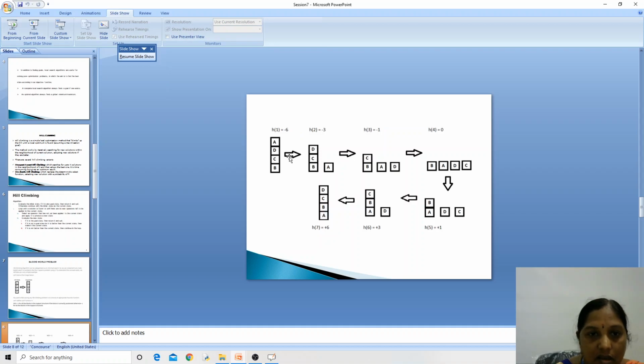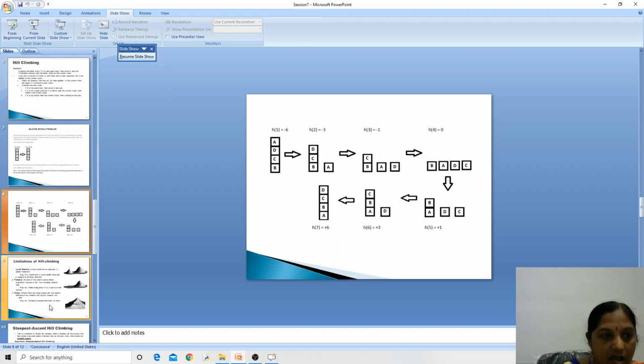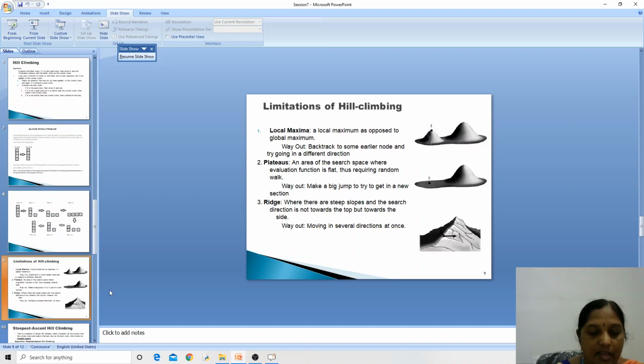So again, you are calculating the heuristic function. This is 0, 1, 0, -1, -2, that is -3. And again in this step you are keeping D on the floor and again calculating 0, -1, and now you are keeping everything on the floor. Now go for your goal state. Based upon the goal state you are arranging that and calculating the heuristic function, which is equal to +6. This is the way we are solving the problem in hill climbing.